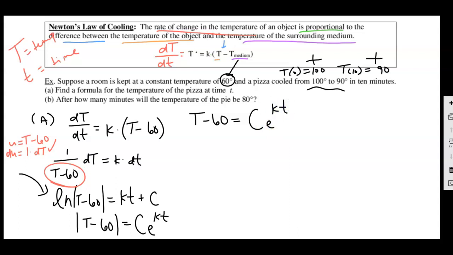Then you could just add the 60 over. And I could get the temperature as a function of time. It's going to be Ce^(kt) plus 60. Or you could switch that because the order doesn't matter for the addition.